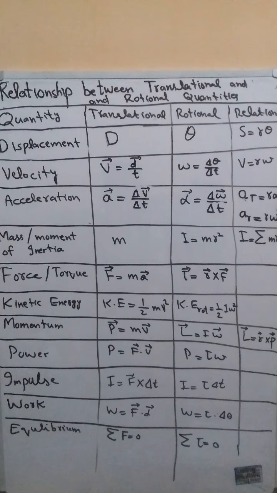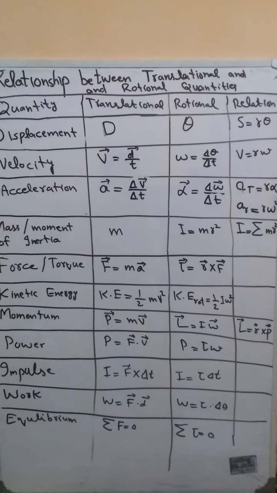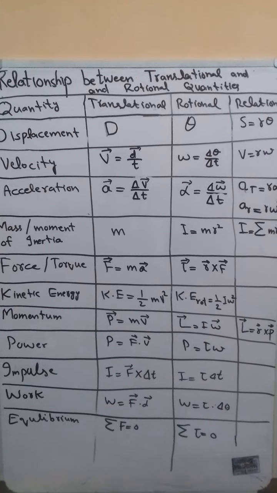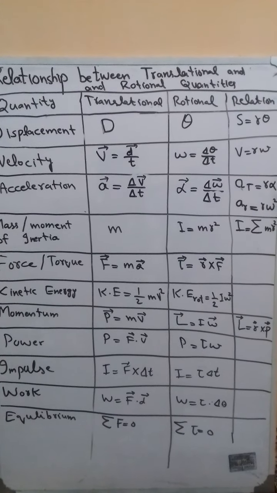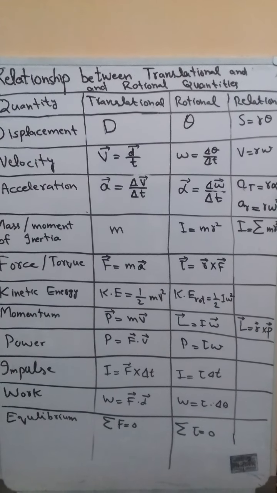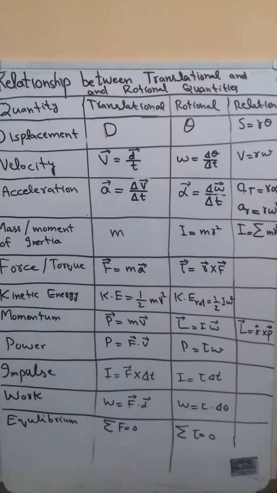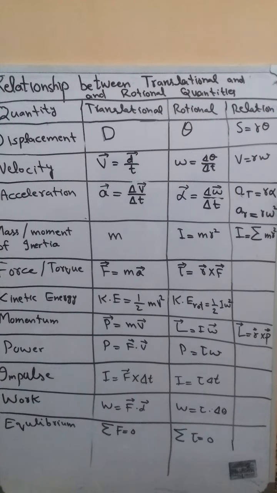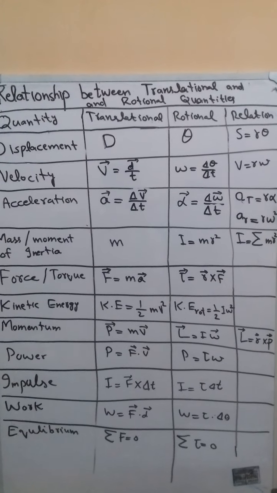And the next quantity is equilibrium, which plays a very important role. If in the translational case the summation of F is equal to 0, then I say that translational equilibrium has been achieved. In the rotational case, if the summation of the torque is equal to 0, then we get equilibrium in this situation.